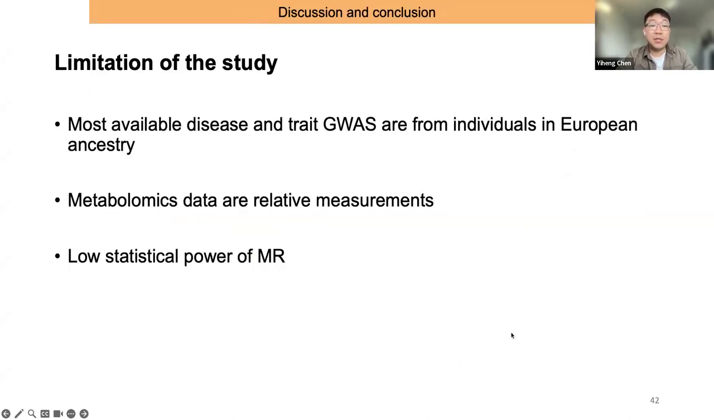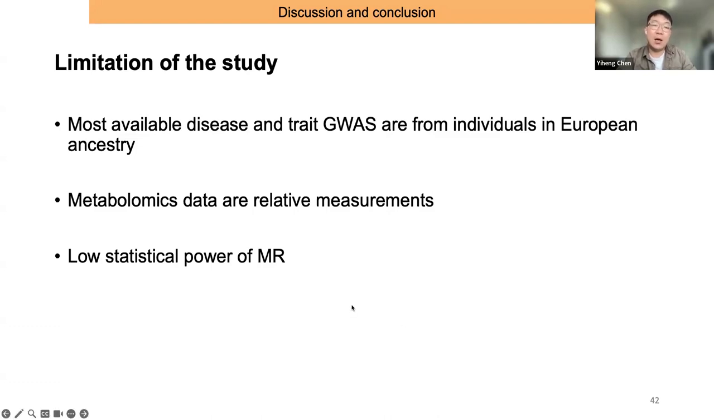So there are some limitations of the study. For example, most available disease and trait GWAS are from individuals of European ancestry, and this can limit the generalizability of our findings to non-European populations. Secondly, the metabolomics data are relative measurements. So for the finding we have, for example, that a higher level of orotate is associated with lower BMD, we don't really know what exact level that higher level is. To really apply these findings in clinical practice, we need additional experiments to quantify the absolute measurement of those metabolites in the blood.